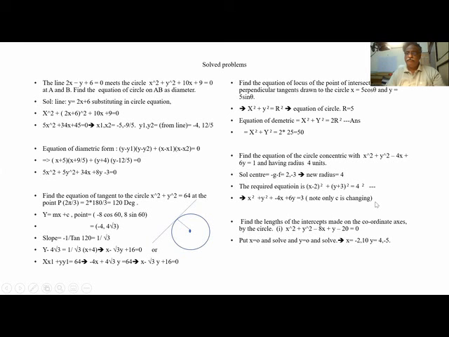Now, another problem. Find the lengths of intercepts made on the coordinate axes by this circle. The circle is cutting the coordinate axes. What is the intercept? We have to simply put x is 0. If I put x is 0, I will get y. So if I put x is 0, y square plus y minus 20. If I put y is 0, x square minus x minus 20. So I'll get 2 points: x is minus 2 and 10, y is 4 and minus 5.